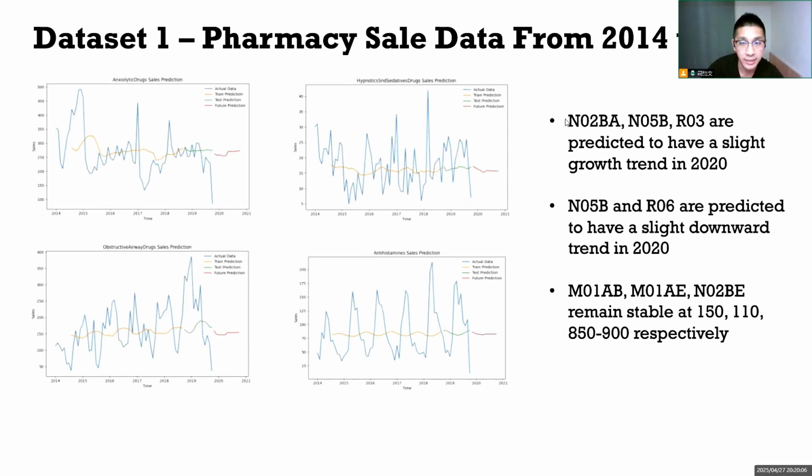As we can see in the result picture, N02BA, N05B, and R03 are predicted to have a slight growth trend in 2020, and N05B and R06 are predicted to have a slight downward trend in 2020. And M01AB, M01AE, and N02B remain stable at 150, 110, and 850 to 900 respectively.